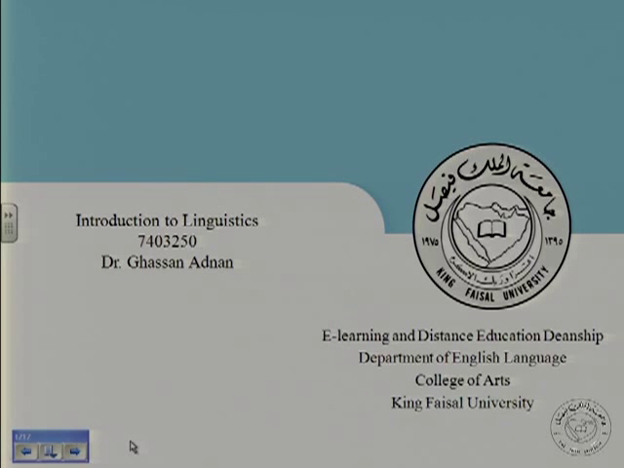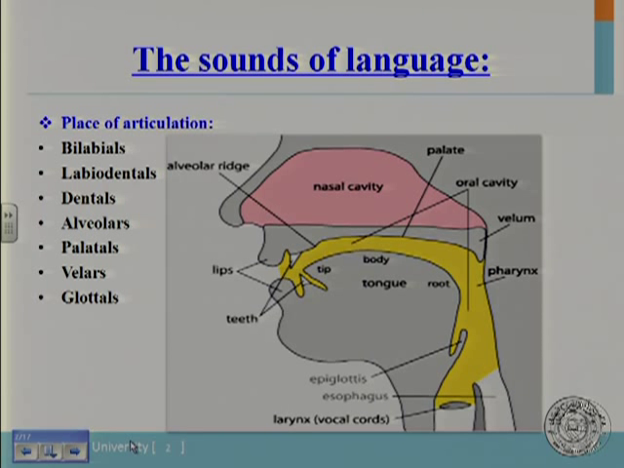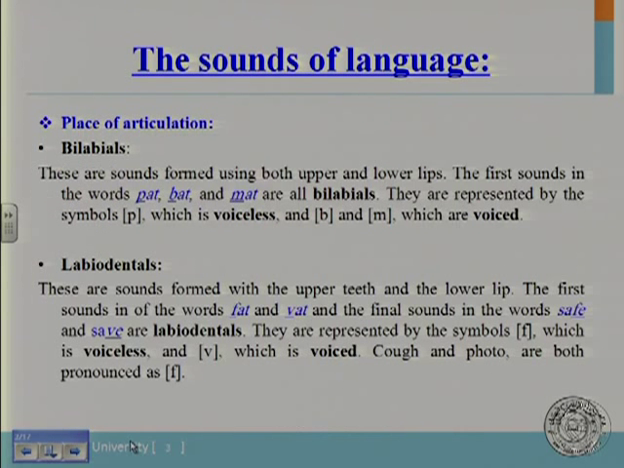Dear students, male and female, I would like to welcome you to this lecture, and we will continue what we had taken in the previous lesson. It was about place of articulation. We spoke about bilabials, labiodentals, dentals, alveolars, palatals, velars, and glottals. Let us take a quick revision about what we had taken before.